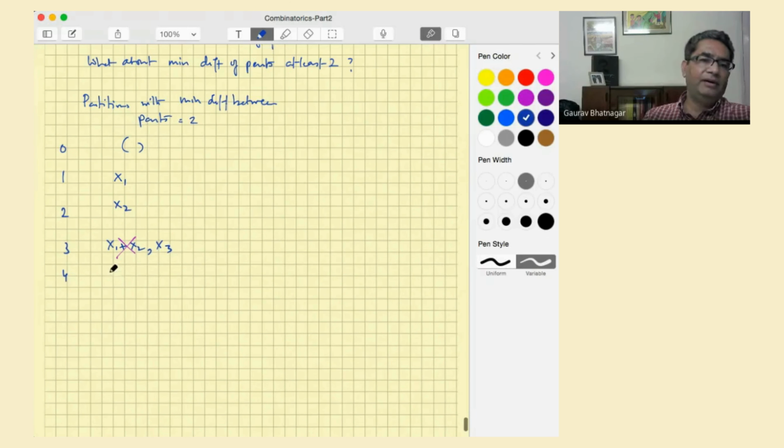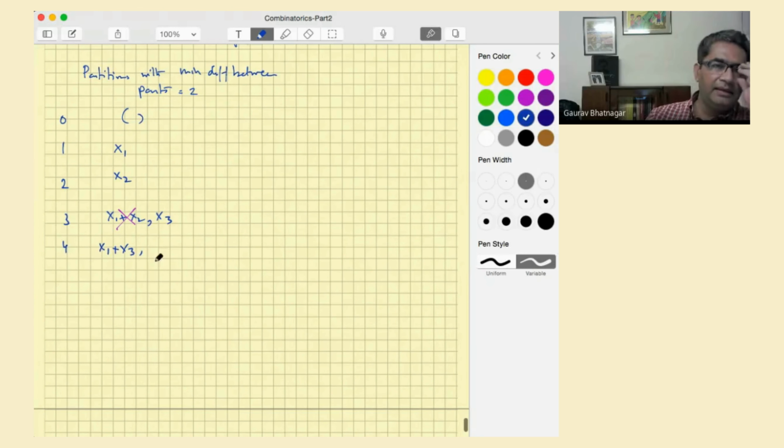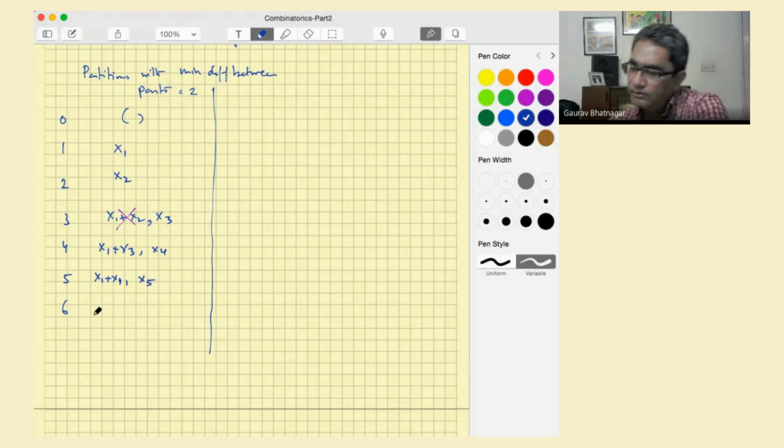Then x1 plus x3 is allowed, right? I can't have 2x2, so I have x4, which is allowed. Then I can have x1 plus x4. x2 plus x3 is not allowed because the minimum difference would be 1. Then x5 is allowed.